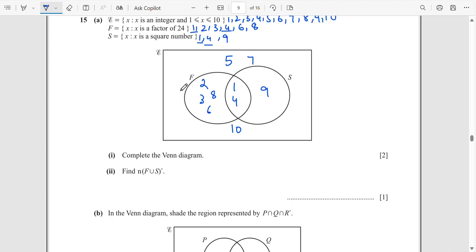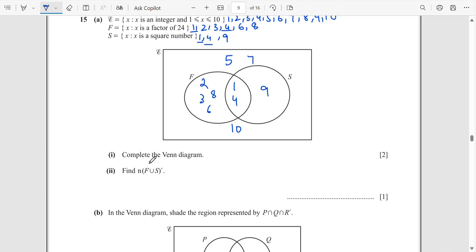Then we have to find the number of elements in the complement of F union S. So F union S means both of these. So what we need is not this, what we need is the complement of this. So here we have 5, 7, and 10 because they don't come in this. So the total number is 3.